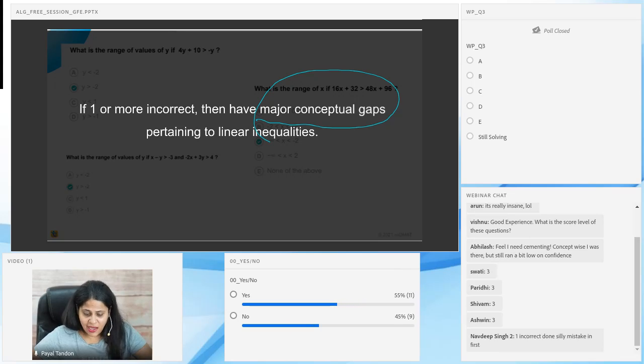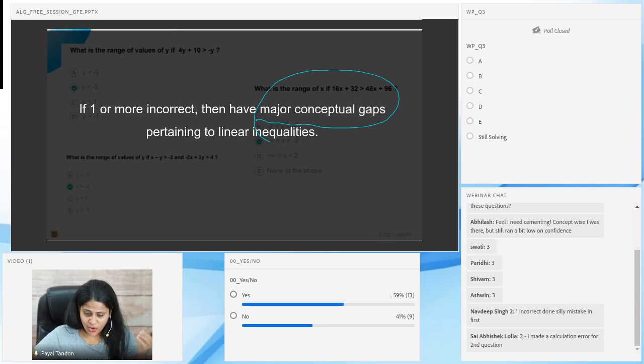Okay, in one incorrect, done, silly mistake in first. So Navdeep, I always want you to go beyond, describe the silly mistake correctly, because ideally speaking, anything pertaining to GMAT should not have... you need to remove the word silly from your dictionary, because for a silly mistake, there's always a reason why you faltered. Okay, so I want you to explicitly write that down, and map it to the appropriate cause.